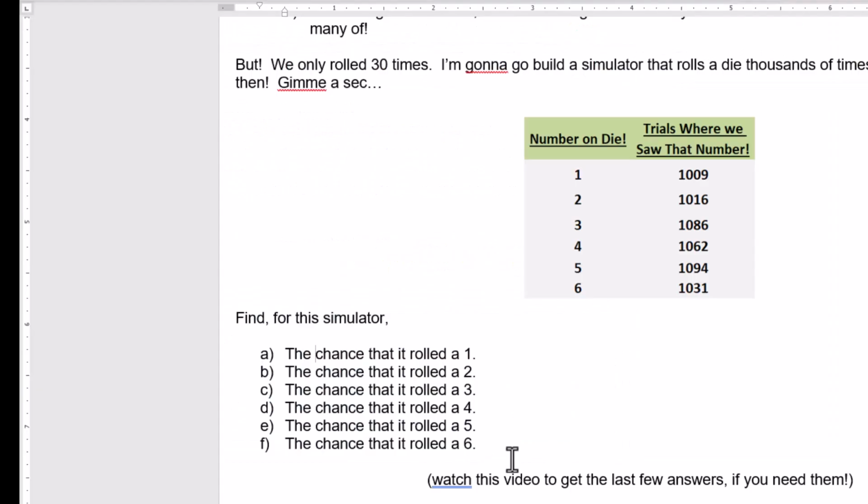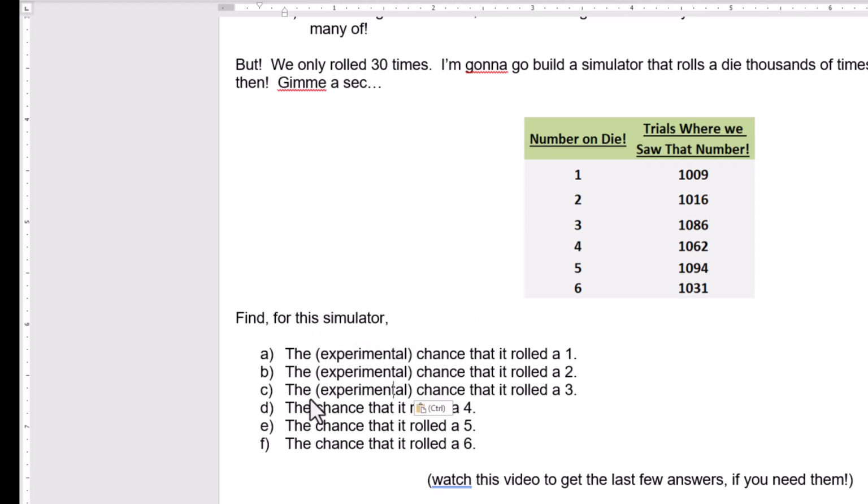Okay, now the experimental chance that it rolled a 1, because that's what it really is, right? It's an experimental chance. We're not actually looking at the die and counting the sides. We're watching the behavior of the die and seeing what happens. I'm going to put experimental in each of these. All right, so we know that we rolled 6,298 times. So what I have to do is take each of these numbers and divide it by that, and that's going to be my percentages.